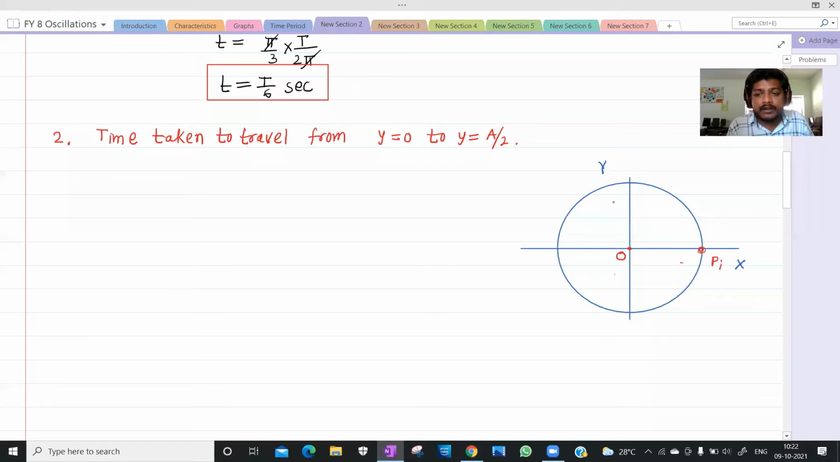Now where is the particle at y equals A by 2? The total radius is capital A, you know already. Y equals A by 2 means this is the midpoint. The corresponding particle will be here. This is P final. So the time taken to travel from P initial to P final, how much time will it take? This is what we are going to find. Is it fine?